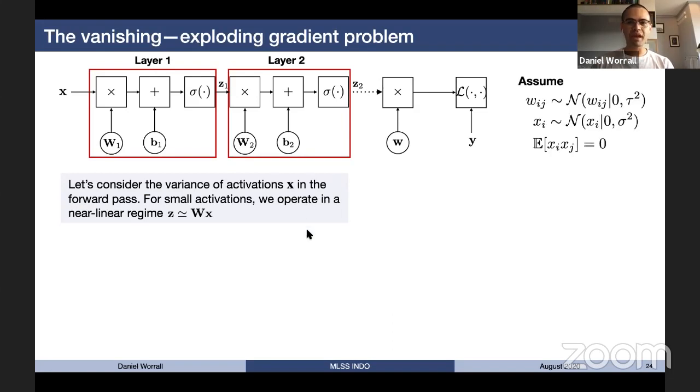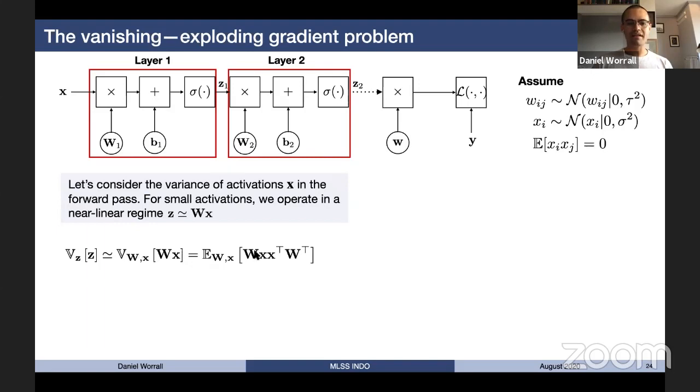And if you assume that all of these weights for each layer are normally distributed with a variance tau, that your inputs are also normally distributed with variance sigma squared, and that the various dimensions of x have zero correlation, so these are just assumptions to do the maths, then let's figure out what the variance looks like at the output of a single layer. Well, I can write the variance at the output of a layer as the variance of the input of a layer times w. We're also dropping the b's and the sigmas just for this.